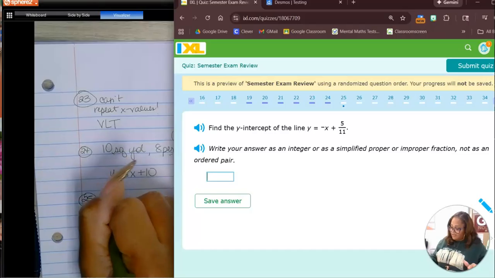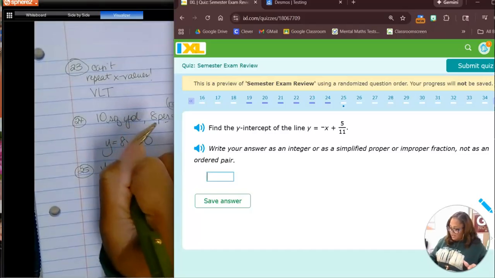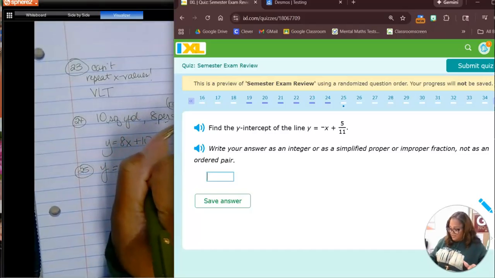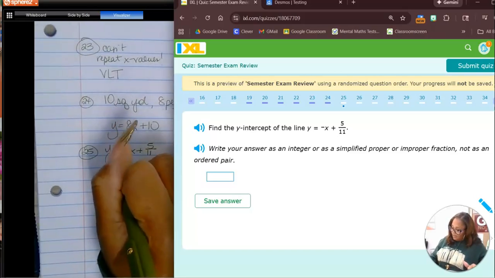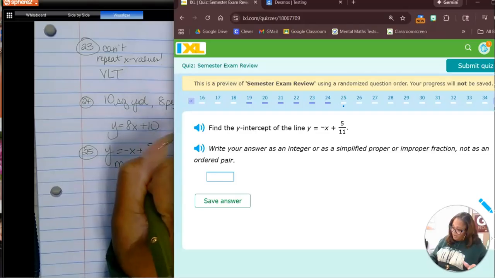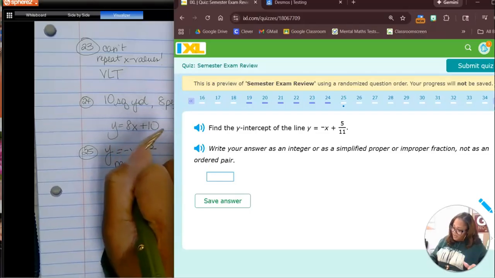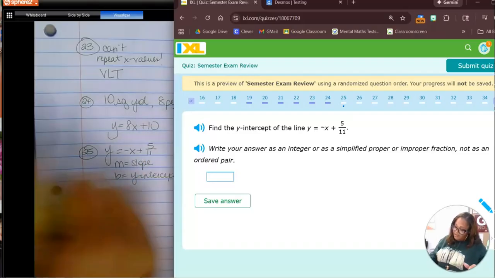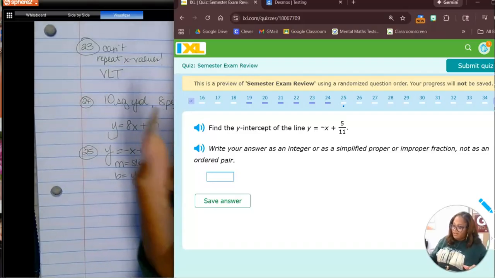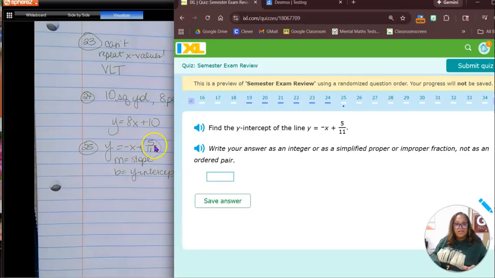Find the y-intercept. That should be easy. Y equals negative x plus 5/11. M is my slope or my rate of change. B is my y-intercept. The y-intercept here is 5/11. There he is, 5/11.